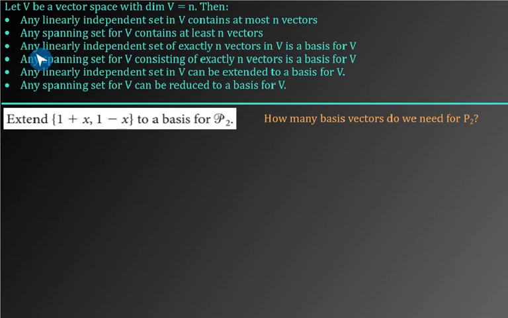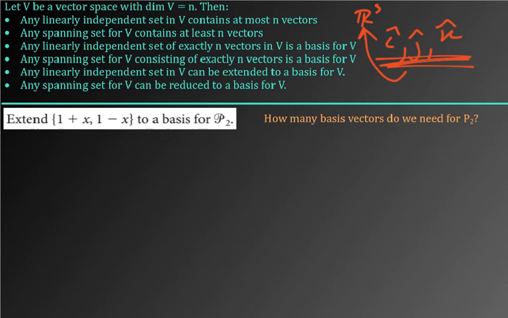I'll just take this one. Any linearly independent set of exactly n vectors in V is a basis for V. Yeah, because if it's an independent set of vectors and you have exactly n and the dimension of the vector space is n, then basically, think R3 or something, right? You have 3 vectors that are linearly independent, right? And they're going to be a basis then for R3. So all of these are pretty intuitive. I don't think I really need to go into how they all work.